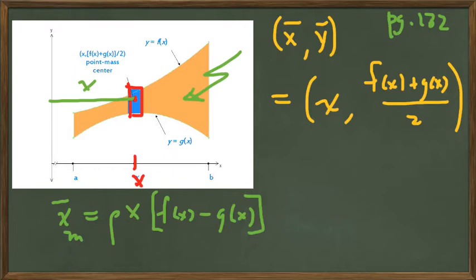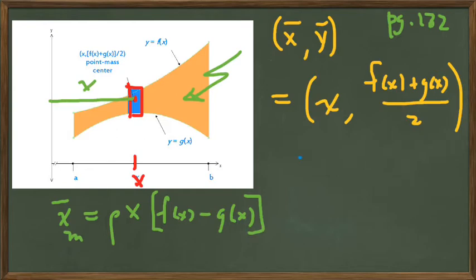So that would be the x moment, and the way we get x bar into integral form is to integrate that across the region, put the rho outside, x times f of x minus g of x dx.